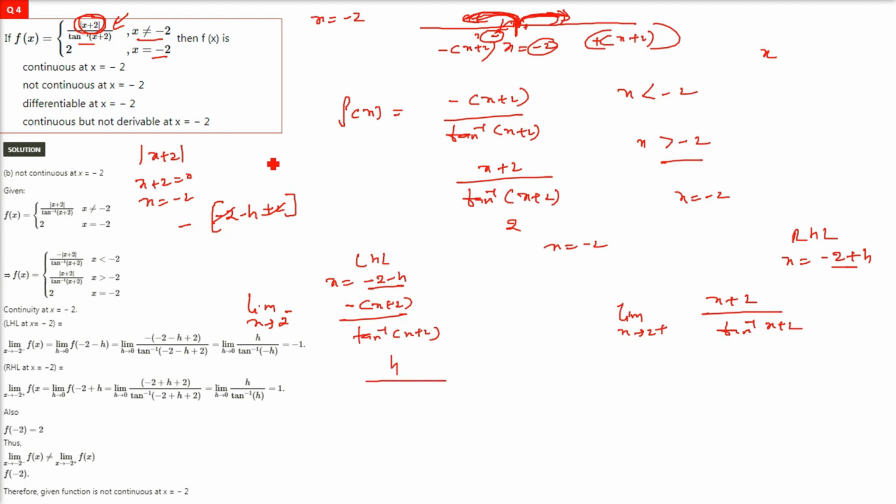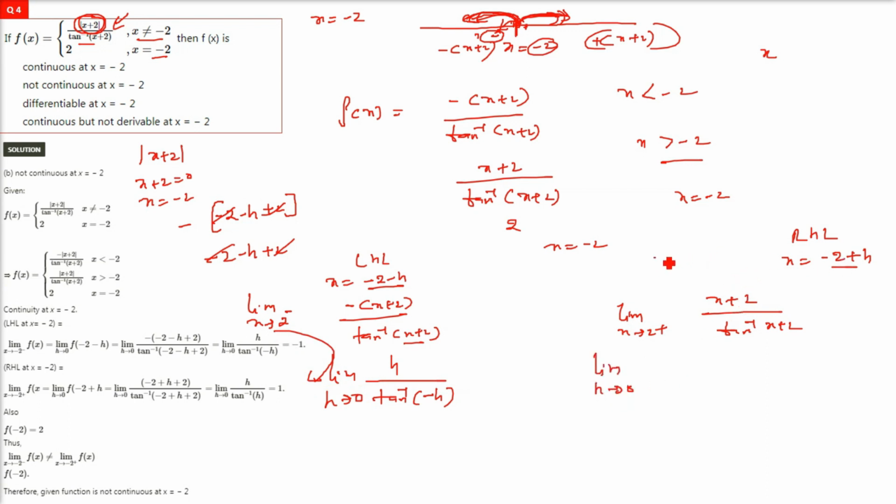In the denominator it is x plus 2. So eventually it will be negative 2 minus h plus 2. The 2 gets cancelled, leaving negative h. So you have tan inverse of negative h. And you have to change the limit here, limit h tends to 0. So I just change the limit here also.